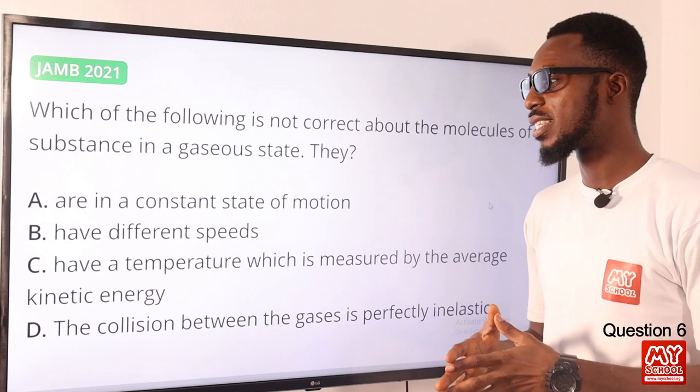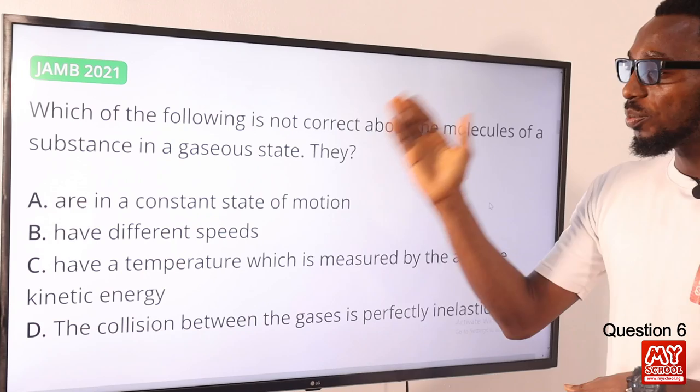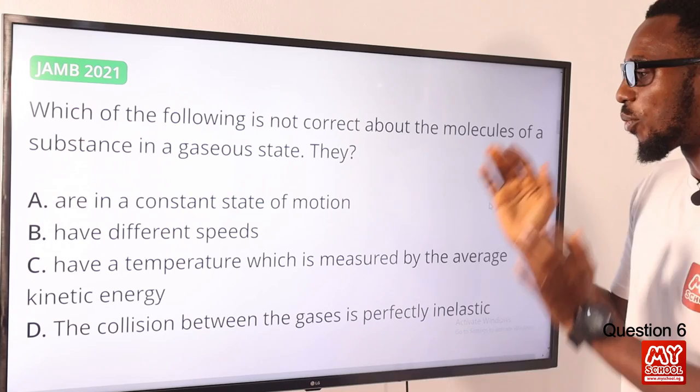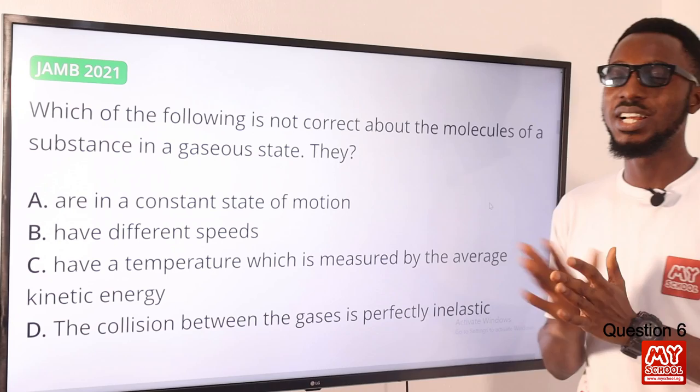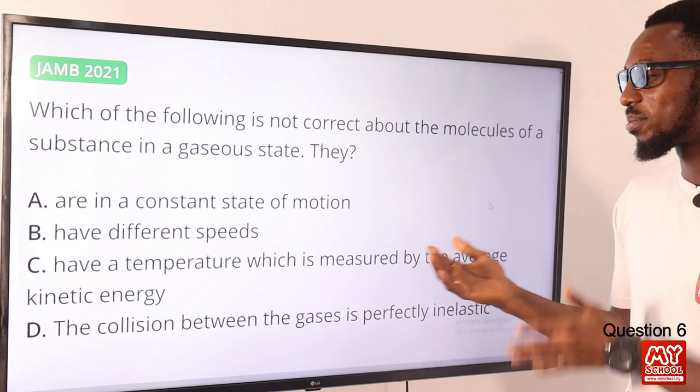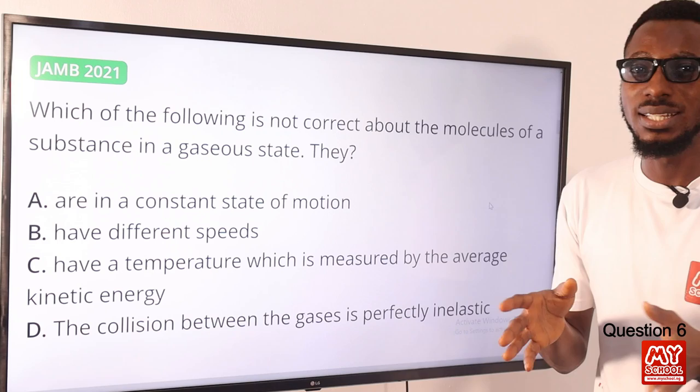We have option C, they have a temperature which is measured by the average kinetic energy. This is very correct as well. Let's look at option D. The collision between the gases is perfectly inelastic. This is incorrect. We know this collision is perfectly elastic. Even when they hit the walls of the container, they still bounce back like elastic balls. Even when they collide with one another, it may result in changes in the individual energies, but the collision remains perfectly elastic.